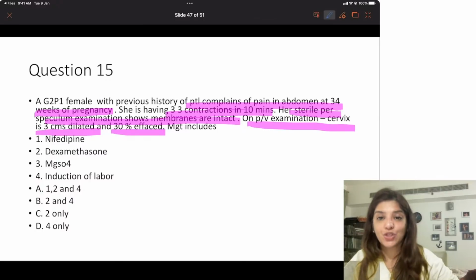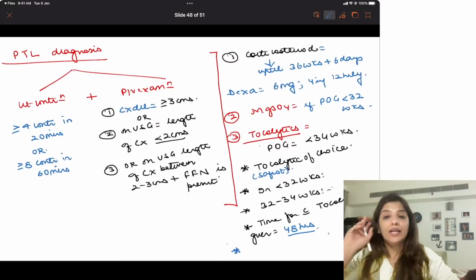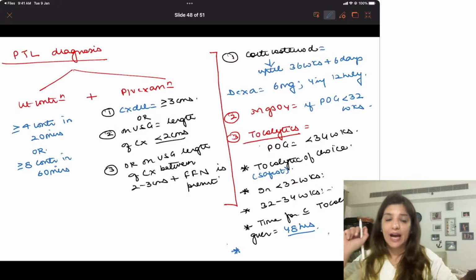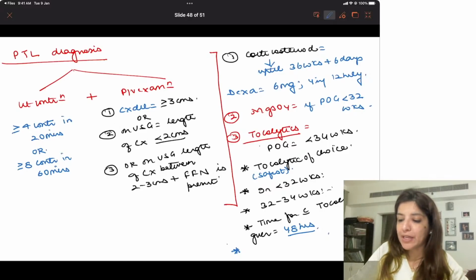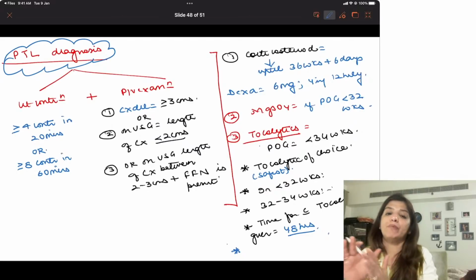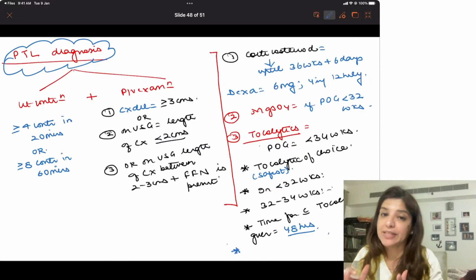It is about to end. The session is about to end. This is the last question. Now, in the previous session, the first session which we had on bleeding in pregnancy, I told you that for preterm labor diagnosis, you need uterine contractions plus, on per vaginal examination, the cervix should be dilated.